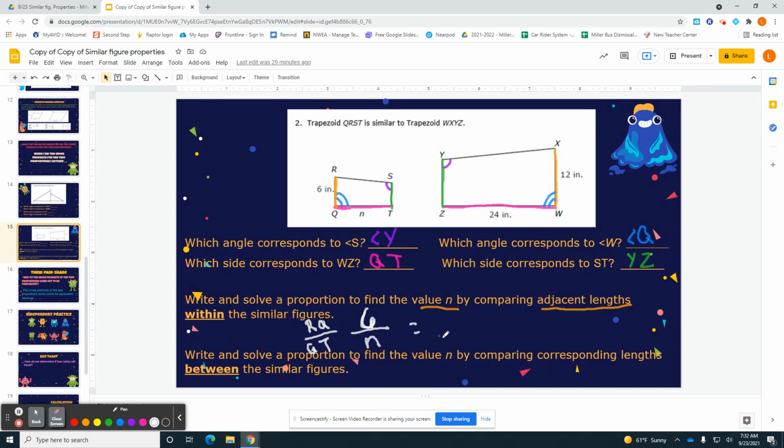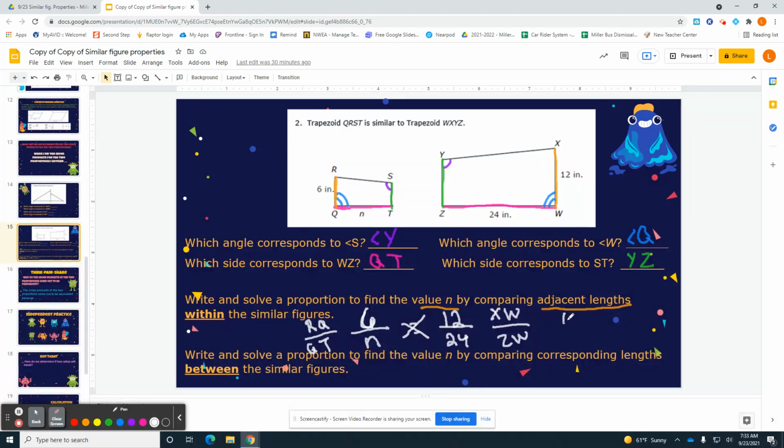So 6 over n is equal to, my 6 is my yellow side, so that's going to be 12, and my n is the pink side, so that's going to be 24. And so this would be XW over ZW. Now that I have these two, it's like solving a proportion. You're going back to solving proportions. I want to find the value of n, so I'm going to have 6 times 24 and n times 12. I'm going to leave it there.